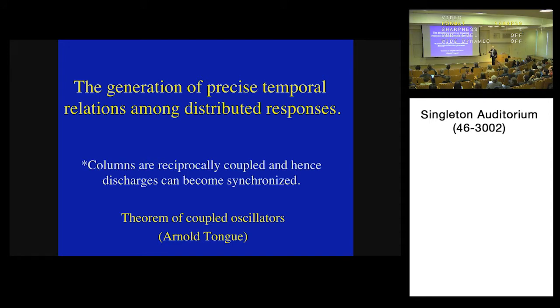Now, once one has an oscillator, one can generate very precise temporal relations among sets of oscillators. And this can be achieved by reciprocal coupling. And we know that most of the columns that contain these oscillatory microcircuits are reciprocally coupled. And the outcome of this coupling is formulated by the theorem of the Arnold tongue.